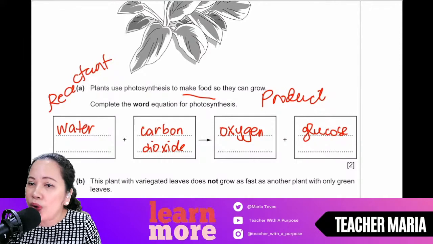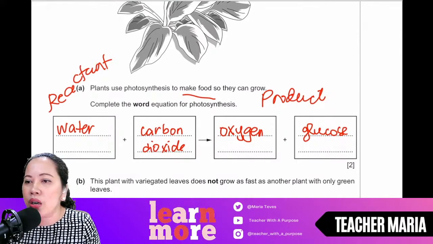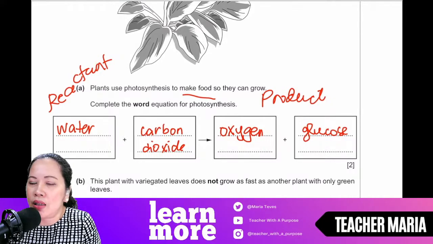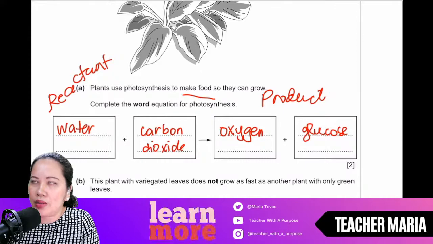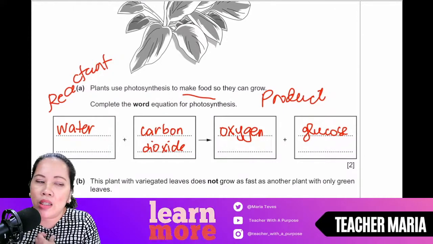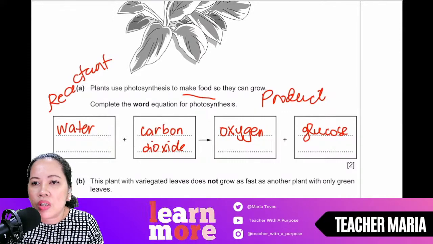So your chlorophyll, your enzymes, your light, those are just part of, we call that in chemistry like spectators. They are there. I mean, sorry, catalysts. They help to instigate or to start the reactions, but they are not part of the reactant and product side.